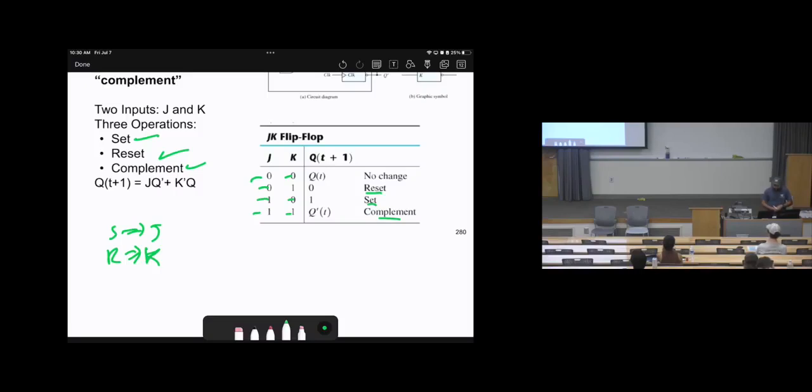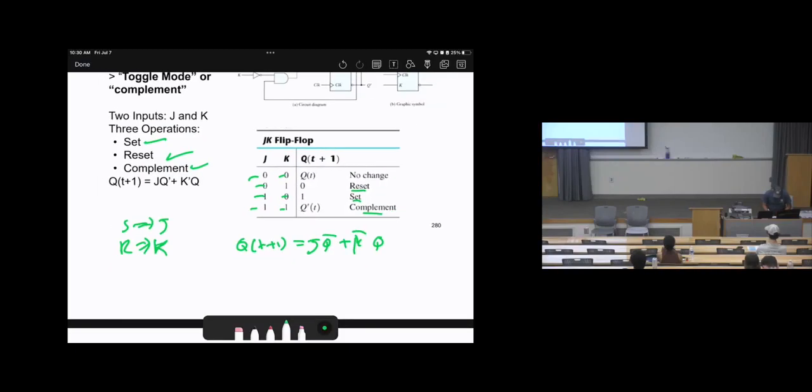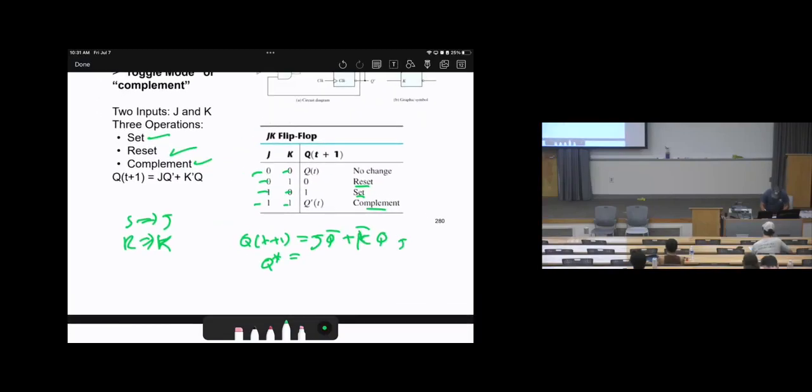We realize that we can create a function as Q(t+1) equals J Q bar plus K bar Q. That's the function of the flip-flop. Sometimes we say Q(t+1), or sometimes we say Q star. So this is the governing equation. If you missed what 0, 0 should give, you can just apply this formula.